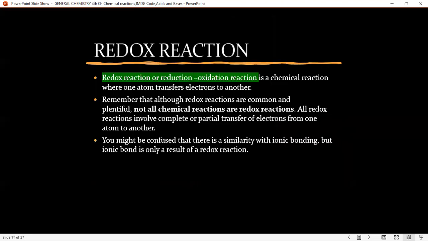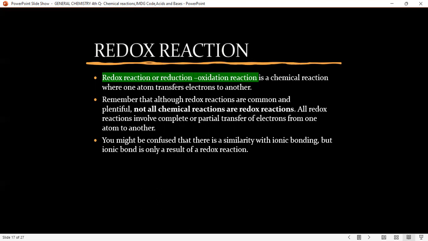All right, next is redox reaction. When we say redox reaction, it is also known as reduction-oxidation reaction. It is a chemical reaction where one atom transfers electrons to another. So we can say that redox reactions are common and plentiful, but not all chemical reactions are redox reactions. All redox reactions involve complete or partial transfer of electrons from one atom to another.